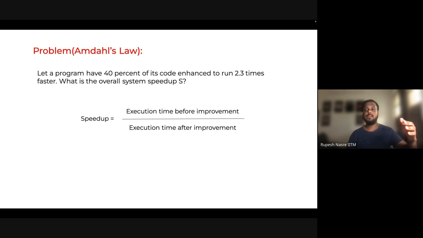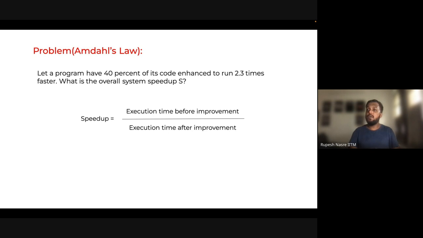So let me state the problem statement more clearly. Let's suppose I have a program which takes some time t to execute, right? Now, I have a different architecture, maybe different CPU hardware, and I want to execute the same program on this hardware. But after observing the hardware, I found that 40% of the code can be sped up by 2.3 times. So will the time taken on hardware one be greater than on hardware two or not? Will there be a speedup or not? Speedup means greater than one. If there is no speedup, it will be equal to one.